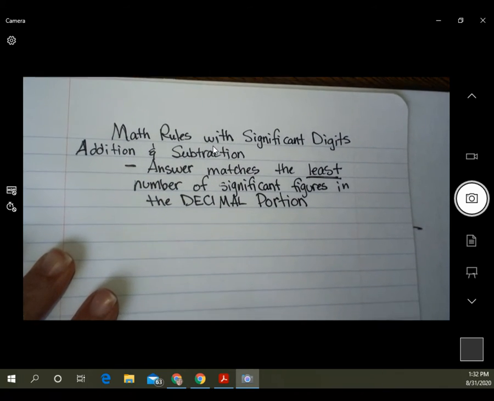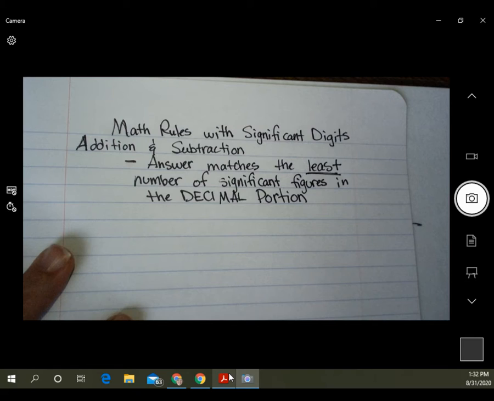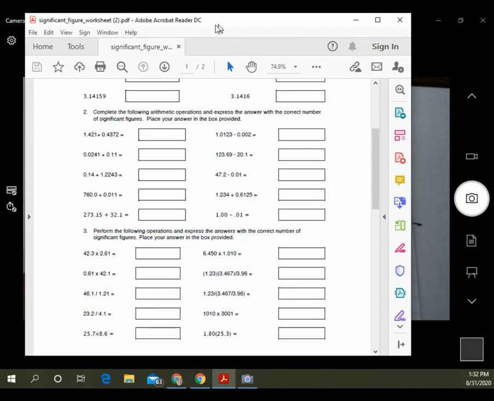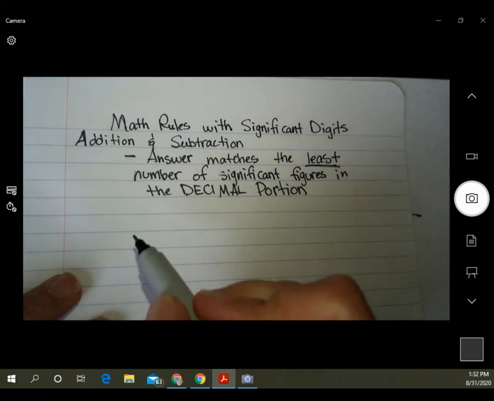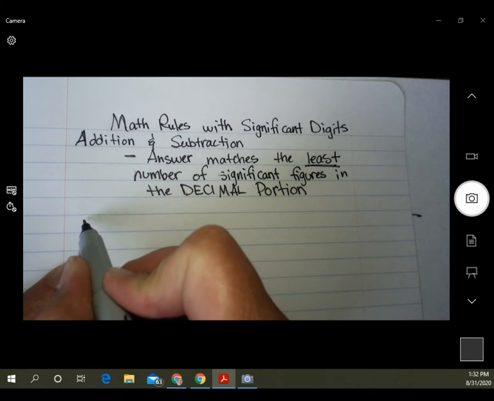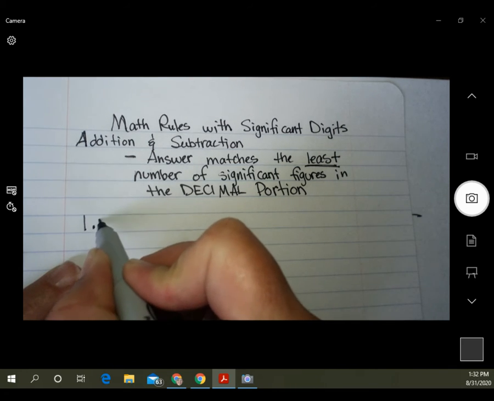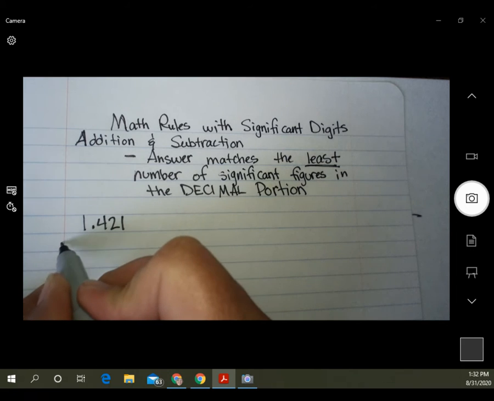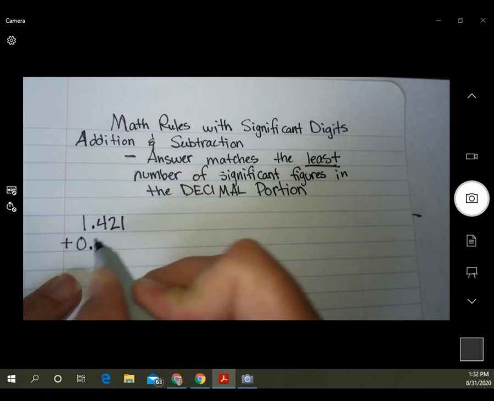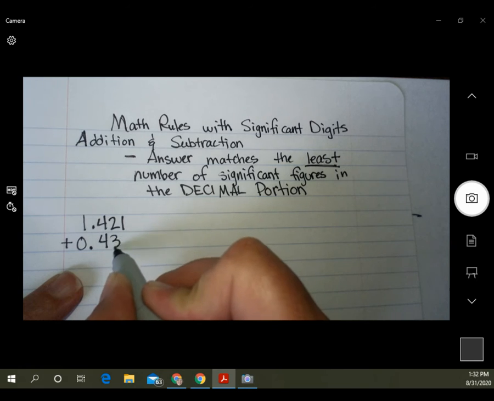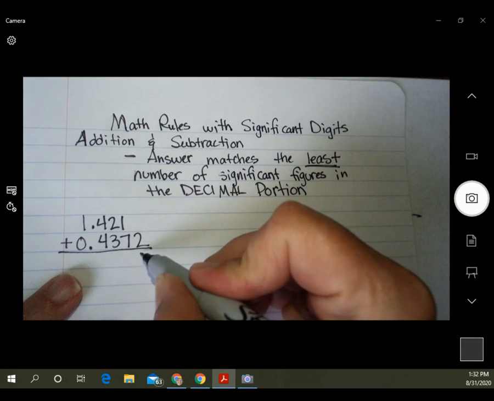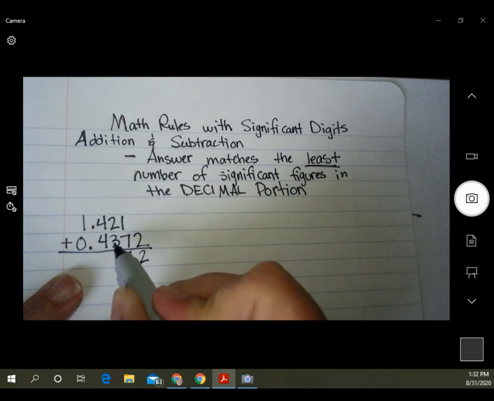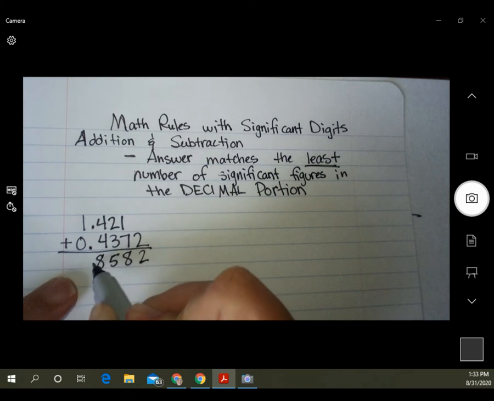So let's do a couple examples of that. Like I said, we are going to do some examples from the practice problems. So I'm going to pull those off the screen and you can copy from the notes here. So 1.421 plus 0.4372. Okay, that's a pretty easy looking math problem that you probably learned how to do a long time ago. So let's add it up. 2, 7, 8, 3, 4, 5. 4 and 4 is 8.